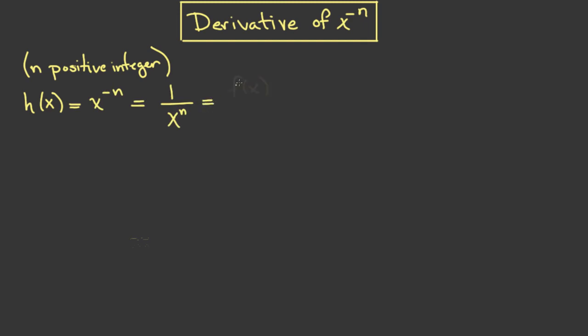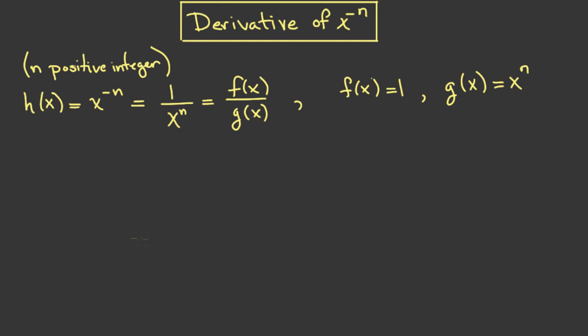And this is of the form f of x over g of x, where I'm letting f of x equal 1 and g of x equal x to the n. Because I want to give a proof, I can only use facts that I've already proven. And so that means that I can only use the power rule on a function x to the n for n a positive integer. And that's exactly what I have here with g. So let's go ahead and find the derivative of h.